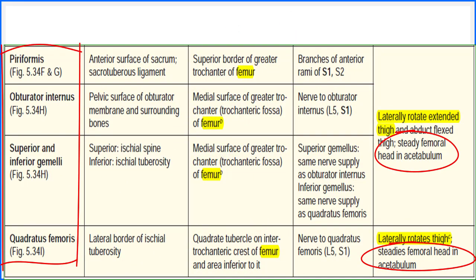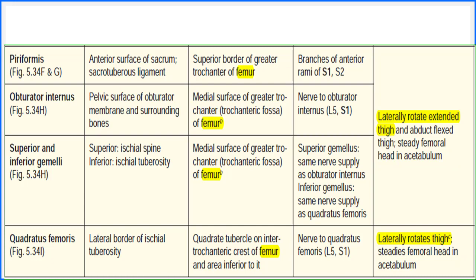Dear friends, that was all about the muscles of the gluteal region, the superficial and the deep group. In the next video, I will share a picture or a video of a model in which you can easily identify the muscles of the gluteal region.